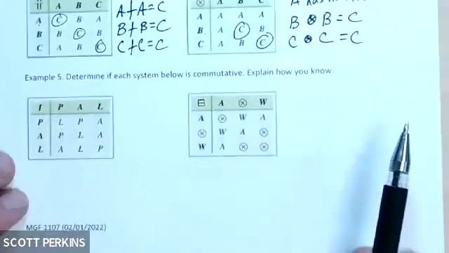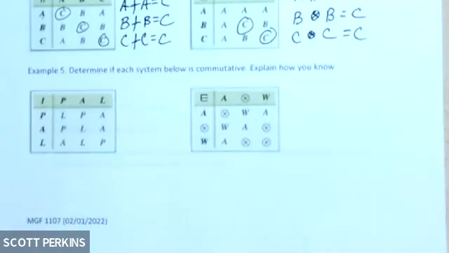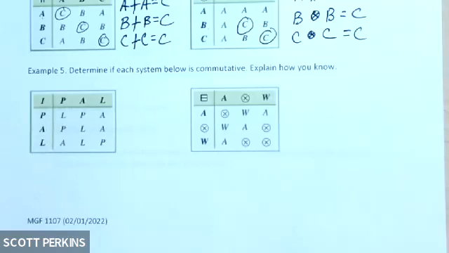All right, one more. I told you the way when you're given a table to determine if something is commutative is to draw the diagonal down all the sames and then look and see if the triangle above is the same as the triangle below. So for both of these right here, I would like you to determine: are they commutative or not commutative?